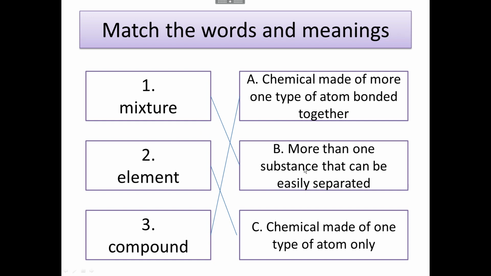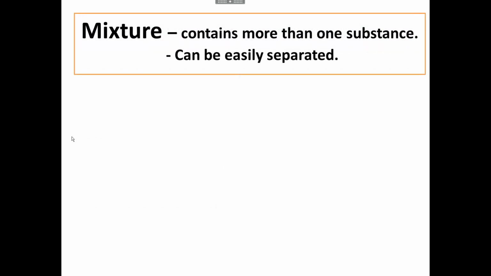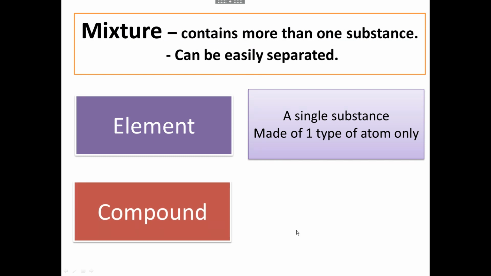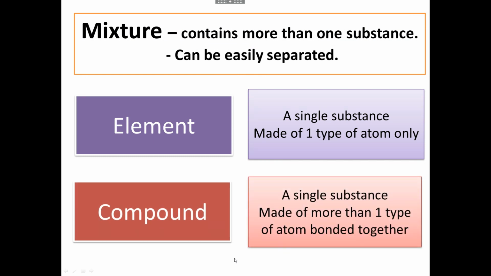A mixture, more than one substance that can be easily separated. An element, chemical made of one type of atom only. And compound, a chemical made of more than one type of atom bonded together. Okay, so hopefully now we're clear on the definitions of mixture, element, and compound. In the writing task, you're also going to be looking at diagrams of atoms and bonds and deciding which is an element and which is a compound.